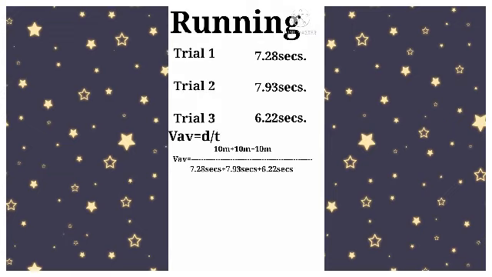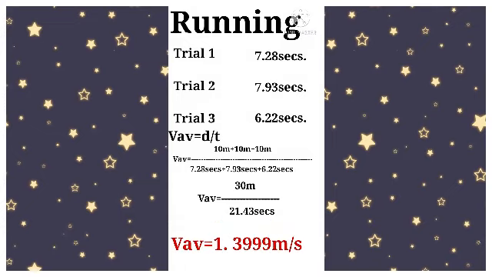Same procedure as earlier. 10 meters plus 10 meters plus 10 meters over 7.28 seconds plus 7.93 seconds plus 6.20 seconds equals 30 meters divided by 21.43 seconds. The average speed is equal to about 1.3999 meters per second.